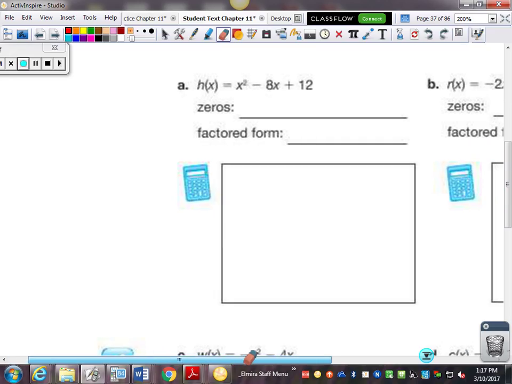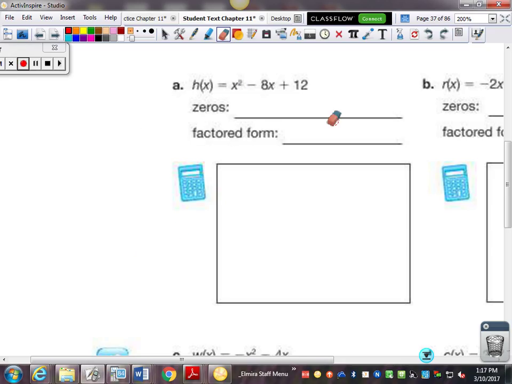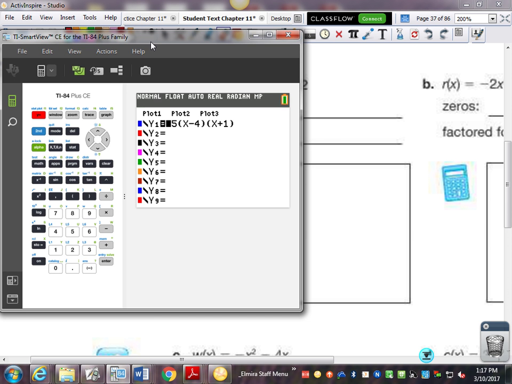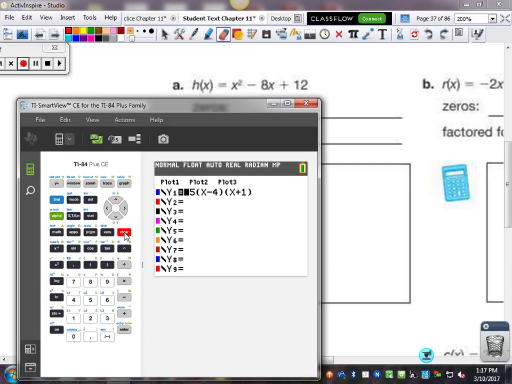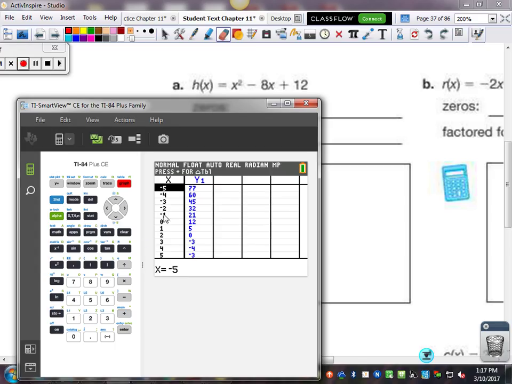The next section gives us a quadratic and wants us to find the zeros and then write it in factored form. So we will go to our calculator. X squared minus 8x plus 12. I'm going to look in the table to see one of my zeros. Okay, stop scrolling. All right, there we go.